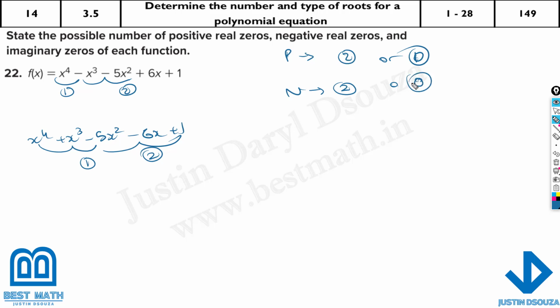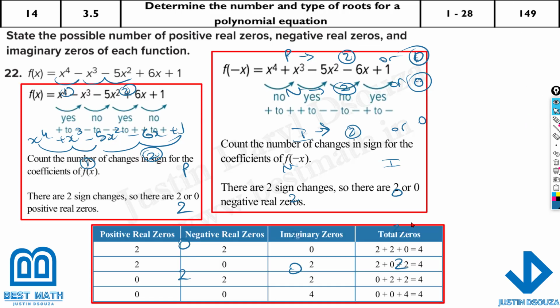So negative can be 2 or 0. So what happens if there is 2 and 0? Then this will also be 2 or 0, imaginary. So these are all the possibilities. If you're writing it in the table, say for example, you have two positive real zeros, negative and imaginary, right? Two negative. How many imaginary is possible? 0. Then imagine there is 0 positive and there is 2 negative, then there is 2 imaginary. There's one more possibility. Here there can be 2, and this can be 0, and then this. So these are all the possibilities here.